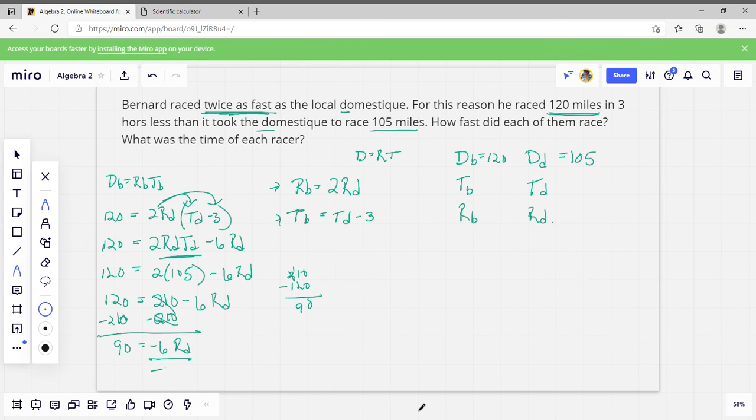Okay, and then we divide by negative 6. There's a negative there, those cancel, that cancels. And we get 15. Okay, so 15 would be the rate of D.